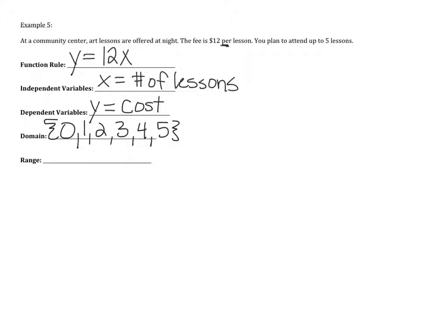By putting that into our function rule now, I'm just going to take each of my inputs, multiply by 12, and give us our outputs. So 0 times 12 is 0. 1 times 12 is 12. 2 times 12 is 24. 3 times 12 is 36. 4 times 12 is 48. And 5 times 12 is 60. So our outputs would have been 0, 12, 24, 36, 48, and 60.